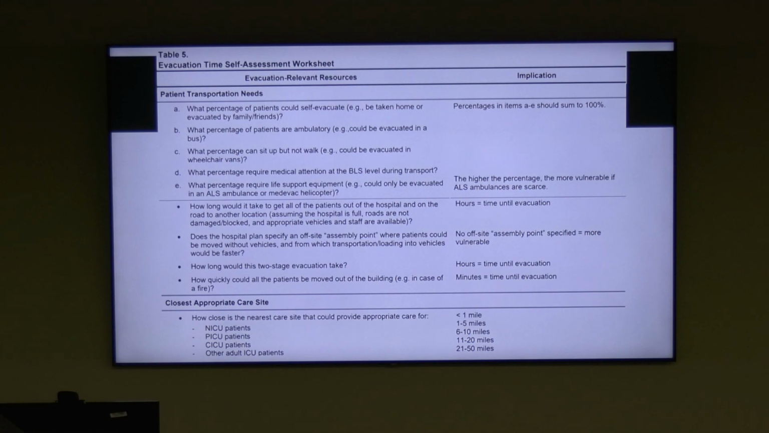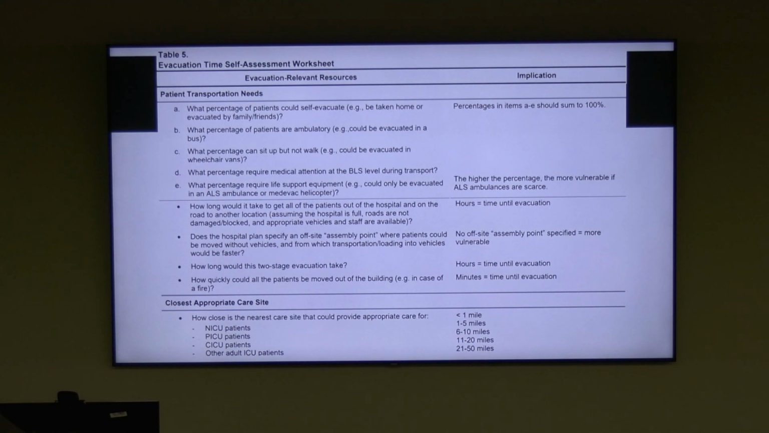What percentage can sit up but can't walk? They might need wheelchair vans. What percentage require medical attention at the BLS level during transportation? And then what percentage require life support equipment and can only be evacuated in an ALS ambulance or med-evac helicopter? The higher the percentage, the more vulnerable if ALS ambulances are scarce.